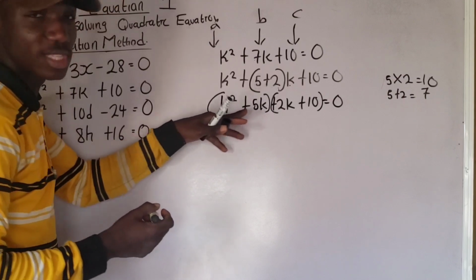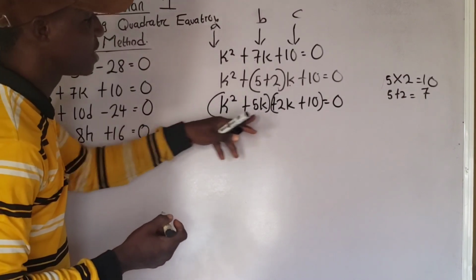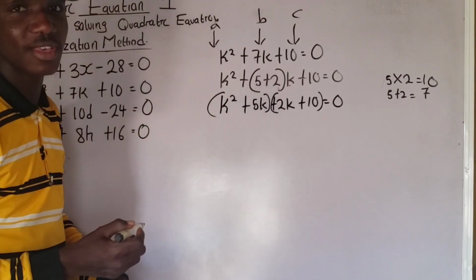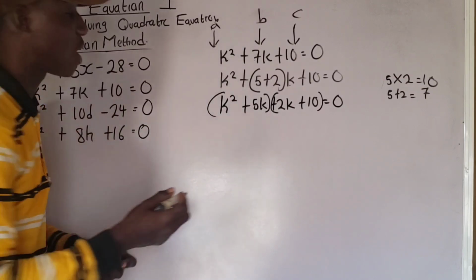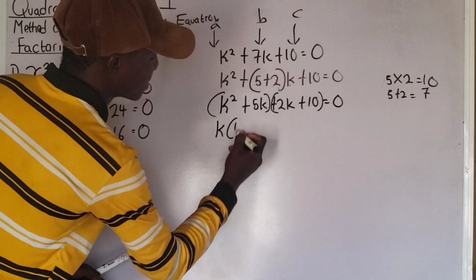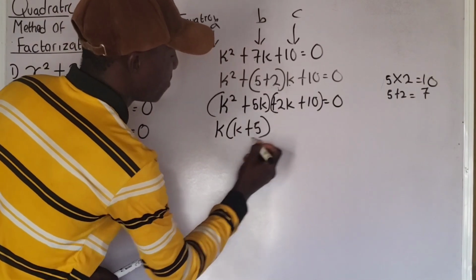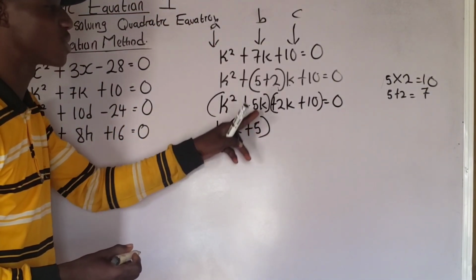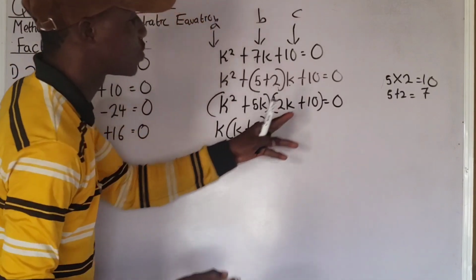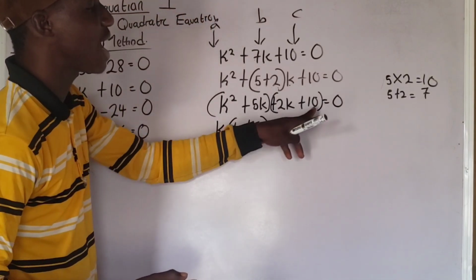Let's deal with the first bracket now. What is the factor that is common to k squared and 5k? The factor that is common to k squared and 5k is k. So I'm going to have k into bracket k plus 5, because if I open the bracket, k times k is k squared, k times 5 is 5k.